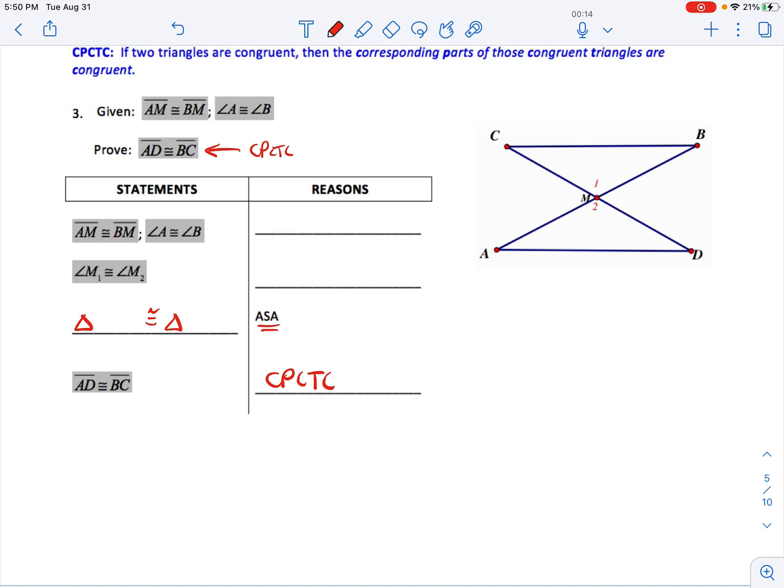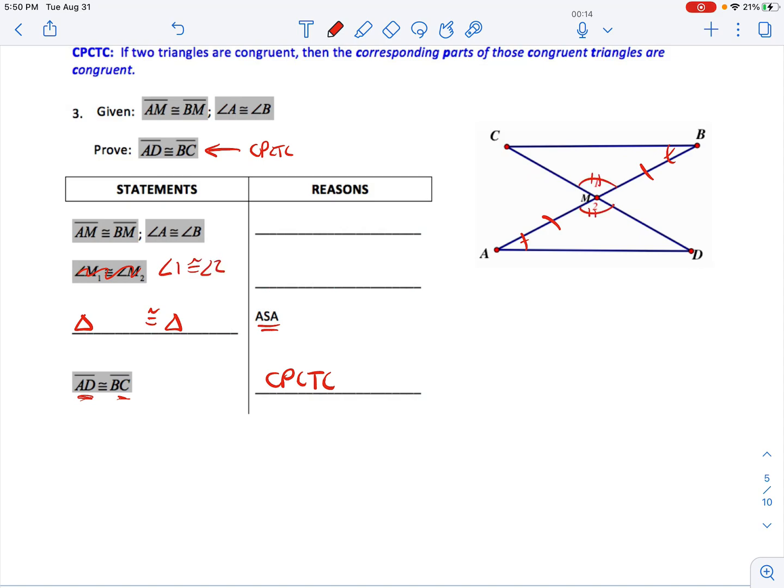Oh yeah, it has to be because it's an ASA thing. It's going to have to be a triangle where AD in one triangle is lining up with BC in the other triangle. So, okay, let me go back to the beginning. AM is congruent to BM. I didn't really even do this. And angle A is congruent to angle B. I kind of wish they would have just said angle 1 and angle 2 here. That M is kind of not really great.